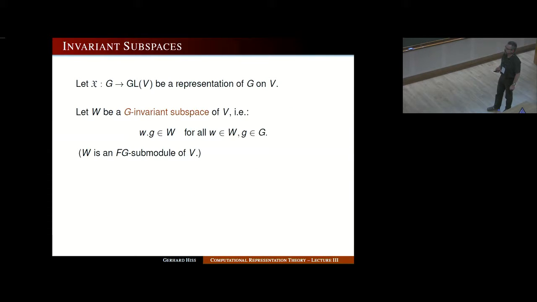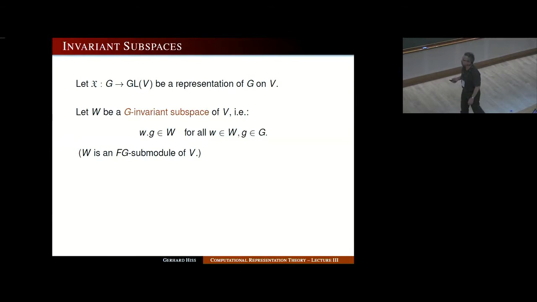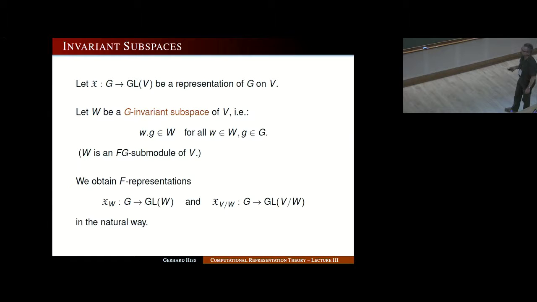This is the construction. You can look at invariant subspaces. This was on one of my first slides as well. So you look for invariant subspaces, so subspaces which are invariant under all group elements simultaneously, or submodules. And then you get new representations, one on the submodule and one on the quotient module. So once you have found an invariant subspace in a representation, you get new representations.